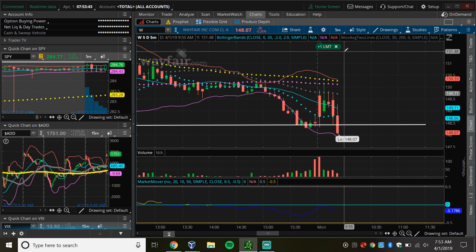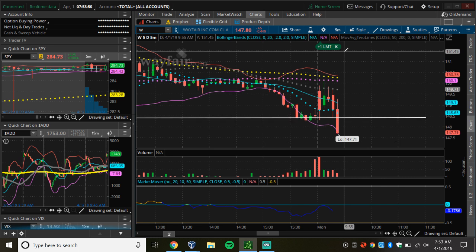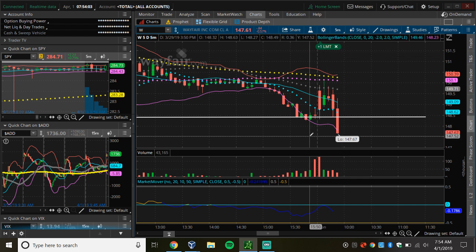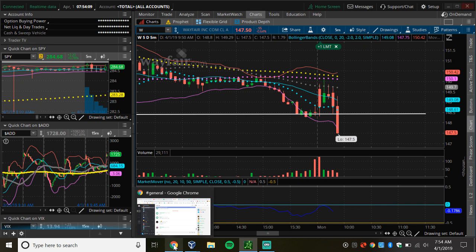So now we just have to manage this trade correctly. 147 coming in. 200. So boom, there we go. This trade is up over 10% already. Beautiful, 147.60. Loving it, loving it. This is awesome. This is exactly what we needed. So this is a prime setup.